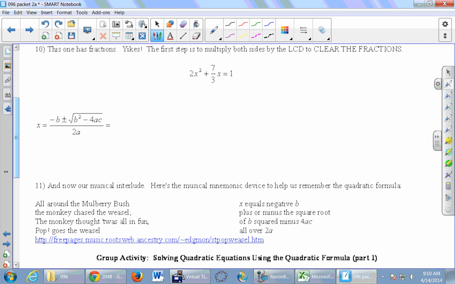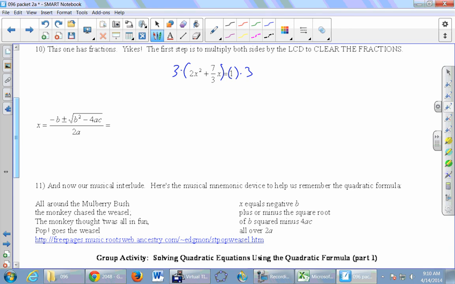Okay, so number 10 has fractions. You are welcome to do the entire quadratic formula with fractions, but if you're like me, you probably don't want to. So what we're going to do is clear all those fractions by multiplying everything by whatever denominator we see, which is a 3. So the very first thing I'm going to do is multiply the left-hand side by 3 and the right-hand side by 3. You guys agree that's a legal thing to do? Multiply both sides by the same number.